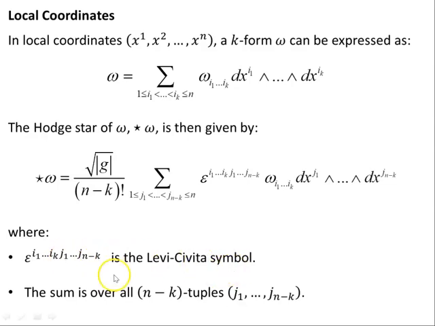So this is the Levi-Civita symbol, and the symbol is over n minus k tuples, J1 to J(n-k), because remember, k is the degree of the form, and n minus k is the degree of the Hodge star form. The dual form, if you like, it's dual to omega. So this is a sort of dual to this omega.